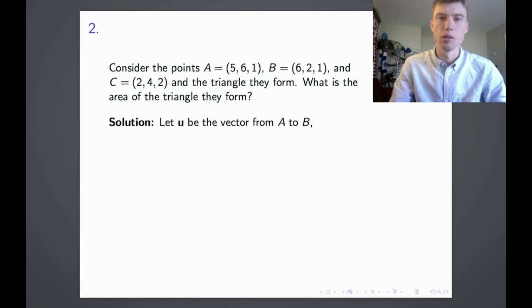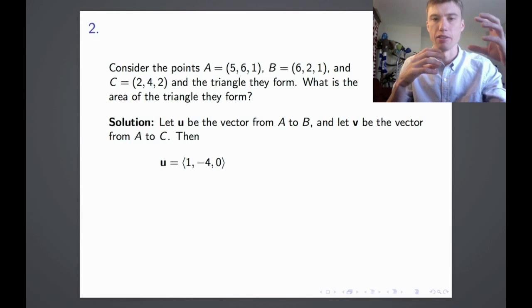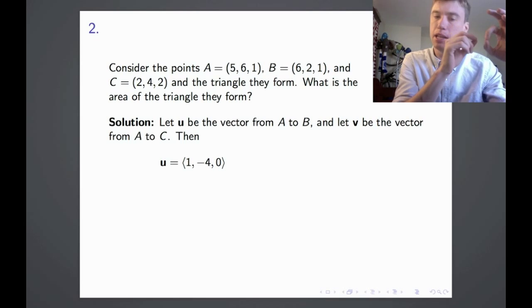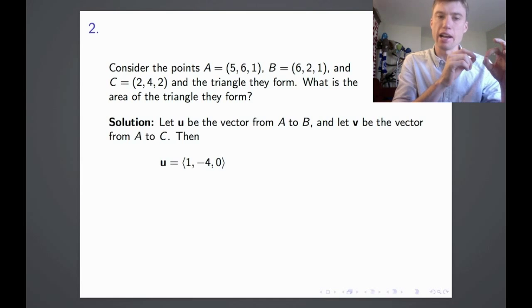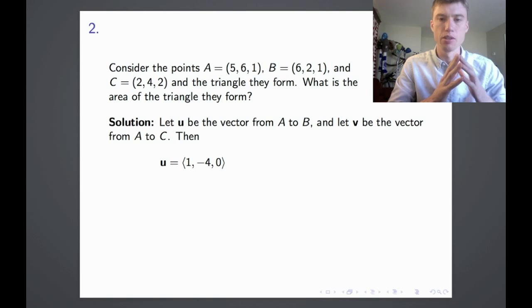Now, we will let u be the vector from A to B, and v be the vector from A to C. So how do we find the vector from A to B? We will take the difference in the coordinates. To get from A to B, we increase the x-coordinate by 1, so the x-coordinate of u will be 1. We decrease the y-coordinate by 4, so the y-coordinate will be negative 4, and the z-coordinate stays the same. So the vector from A to B, which we've termed u, is (1, -4, 0).